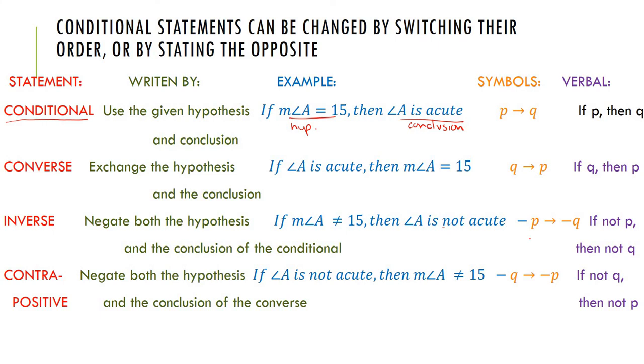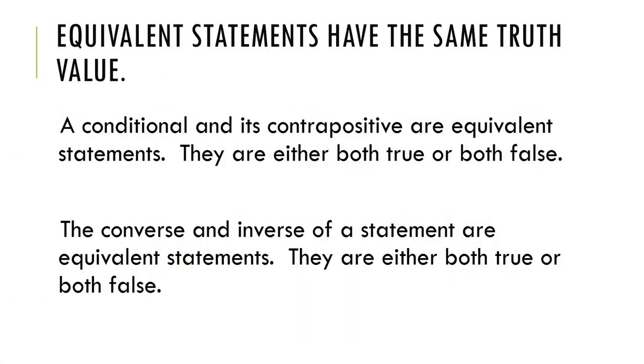In the example I've given you, our original conditional was true. Our converse was false, because just because it's acute doesn't make it 15 degrees. Our inverse was false, and our contrapositive was true. If angle A is not acute, then it cannot be 15 degrees. Okay, so in this particular case, both my conditional and my contrapositive were true. The converse and the inverse are false. And that leads us to our next slide.